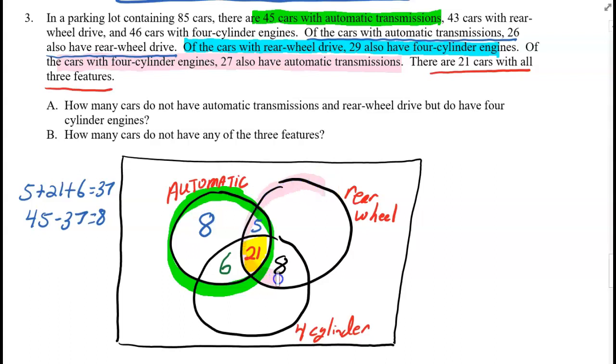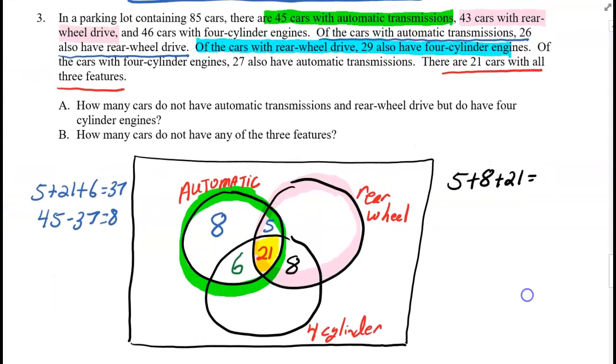Likewise, this pink circle is rear wheel drive, and using the paragraph, we have 43 cars have rear wheel drive. So I'm going to add up 5, 8, and 21. 5 plus 8 plus 21 is 34. And then I'll take 43, take away 34, since that full pink circle is 43, and you get 9. So that number there is 9.